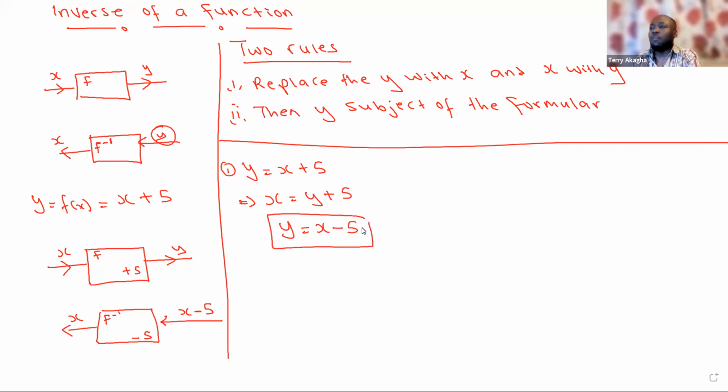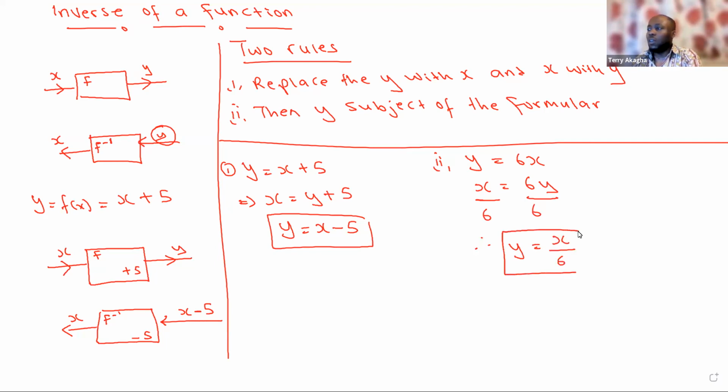And this is going to be the inverse of that function. Okay. Let's pick another one. We have y is equal to 6x. The same rules. You replace x with y and y with x. So x is going to be equal to 6y. Then to make y the subject of the formula, you divide both sides by what? 6. So therefore, y is going to be equal to x over what? 6. Are you seeing?